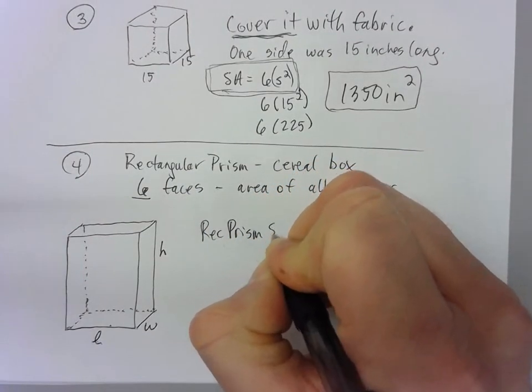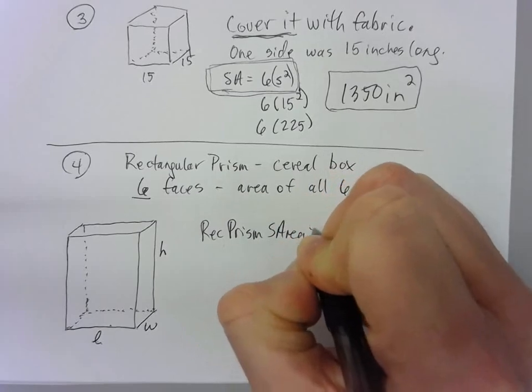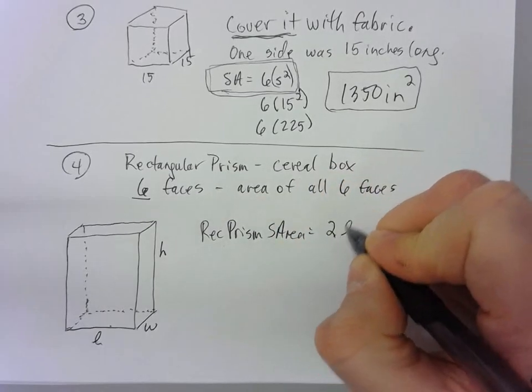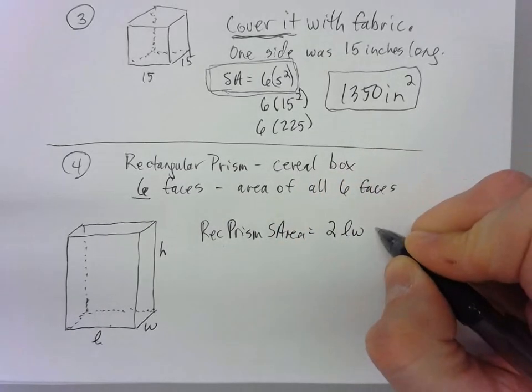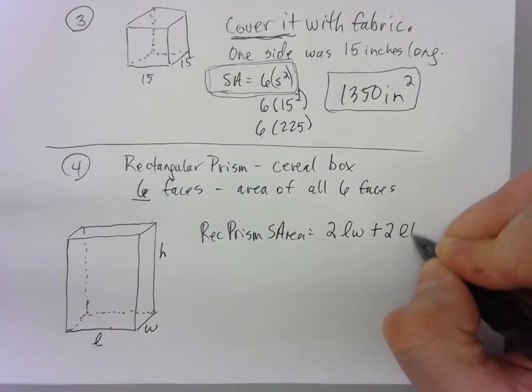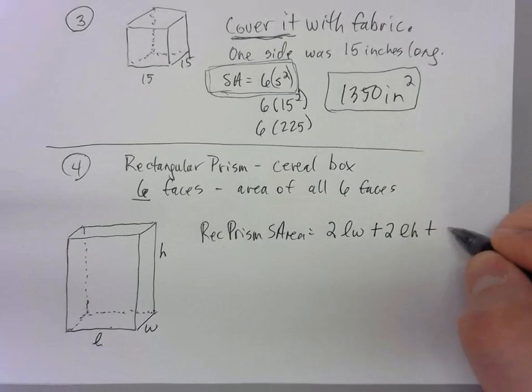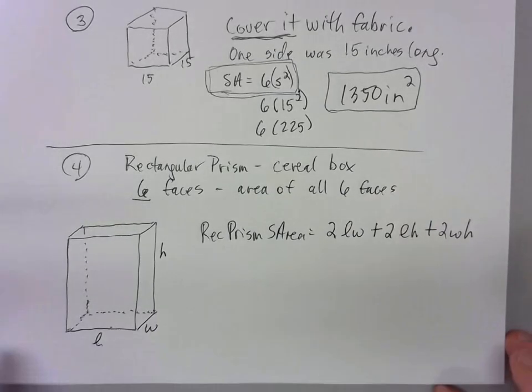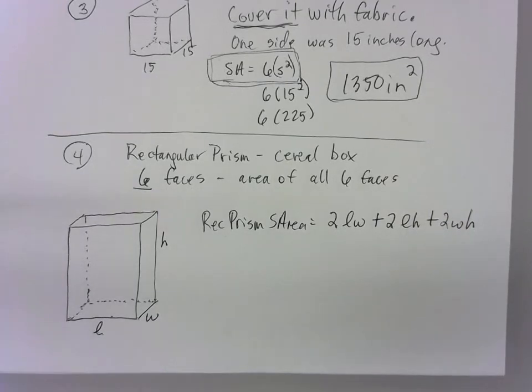here's your formula for surface area. There are two of the length times width sides plus two of the length times height sides plus two of the width times height sides. So I'm going to go through it step by step and show you what I'm talking about, okay?